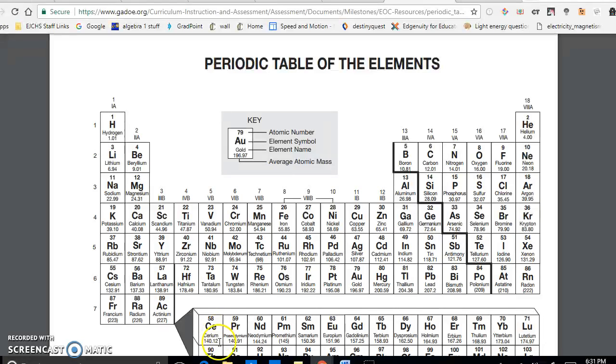These 2 rows down here fit into these 2 rows right here. If you notice, this skips from 57 at lanthanum to 72. That's because 58 through 71 are right here. Okay, and so they pulled them out and put them down here. And then 90 through 103 would fit right in here.